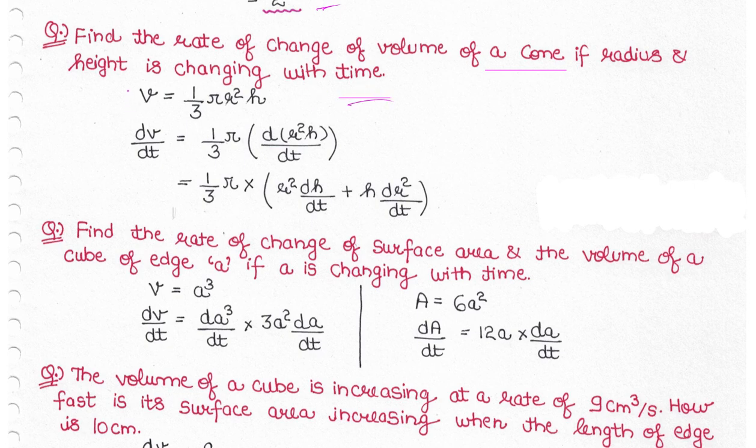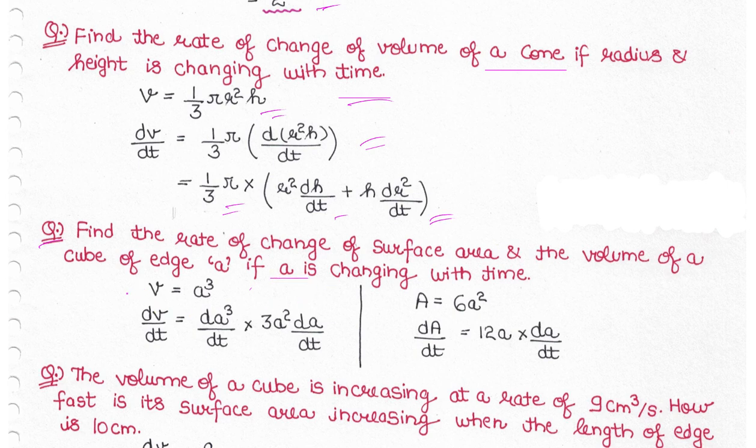Now find the rate of change of volume of a cone if radius and height are changing with time. So the volume of a cone V is equal to 1/3 pi r square h, so dV/dt is equal to 1/3 pi d/dt of r square h, or 1/3 pi into r square dh/dt plus h d(r square)/dt. In the next one, find the rate of change of a surface area and the volume of a cube of edge A if A is changing with time.